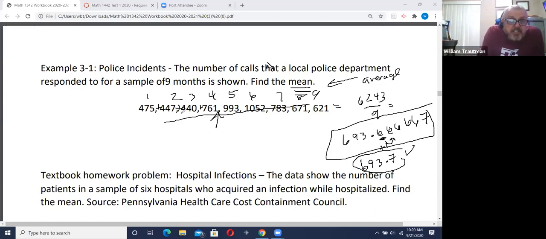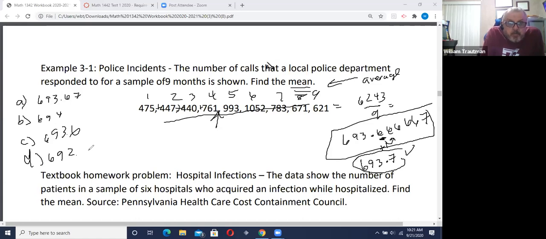And by the way, on the test, it's going to look like this. 693.67, B, 694, C, 693.6, D, 693.7. And they're going to say, which is the correct answer? And they all look correct. But this is 1 decimal place correctly rounded than the data.